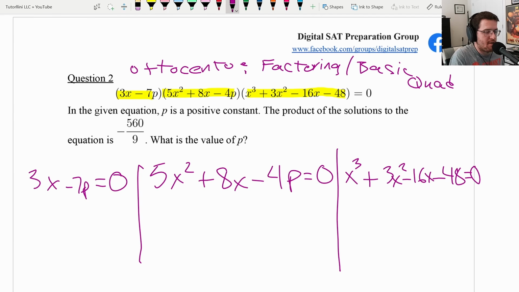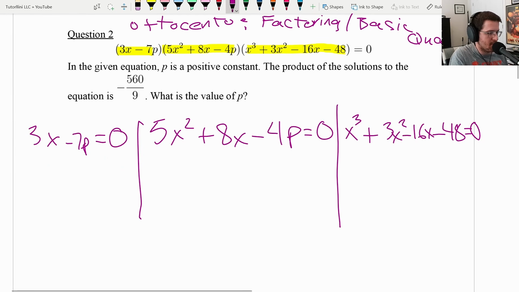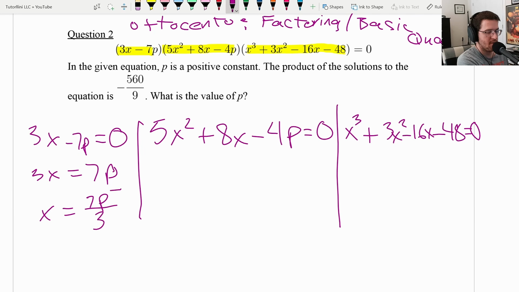Okay, so for the left one, it's just a linear factor, so we just get x by itself. I'm going to add 7p to both sides. 3x equals 7p. Now we're going to divide both sides by 3, and we get x equals 7/3 p, or you could just say 7p over 3, whatever you want. That's one of our solutions.